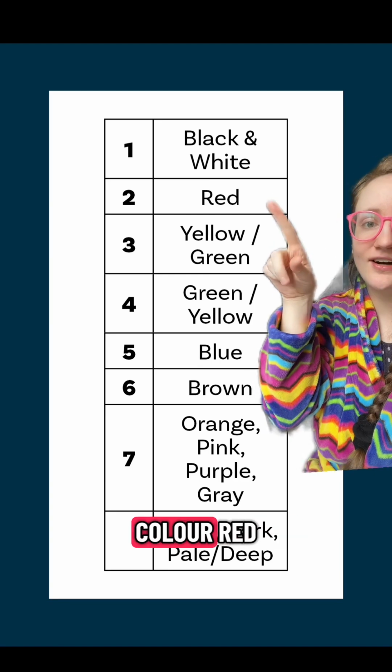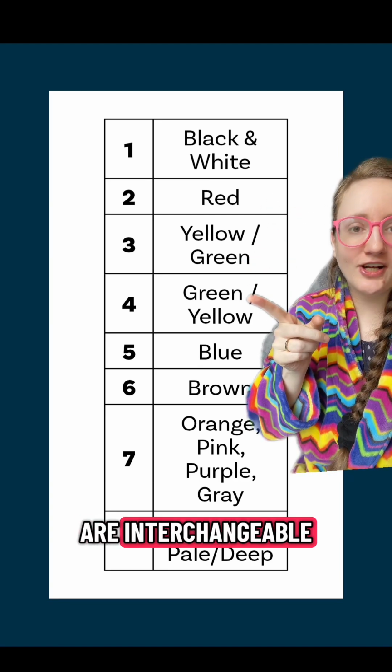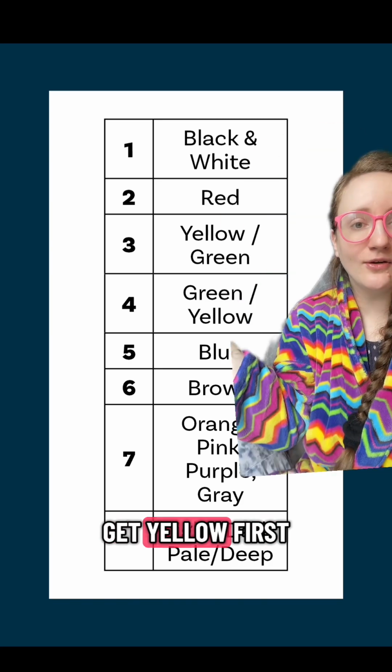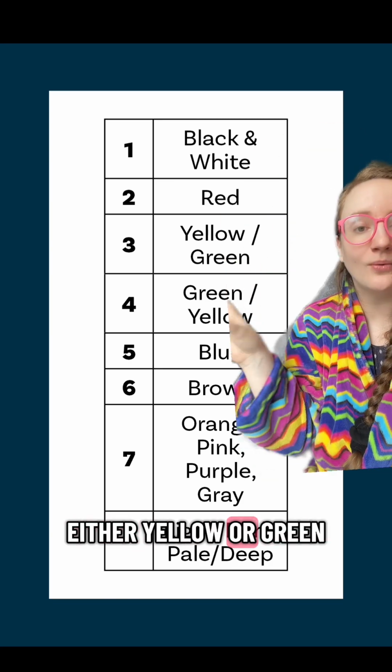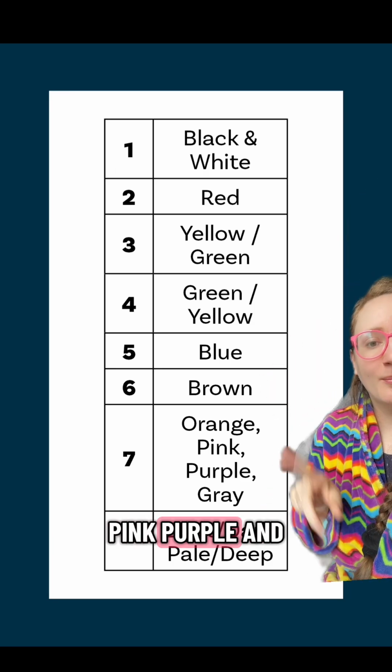After languages get the color red, they usually get either yellow or green next. And these stages are interchangeable. They could get green first or they could get yellow first, but they're usually going to get either yellow or green, followed by blue, then brown, and then all at once orange, pink, purple, and gray.